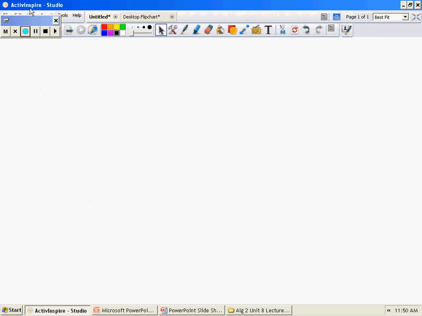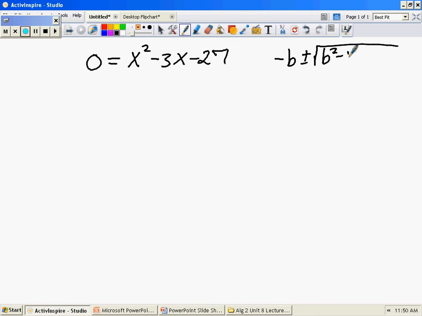So I need a new area to write with here. So what we have is 0 is equal to x squared minus 3x minus 27. And we're going to use the old quadratic formula in case you forgot what it is. I'll put it up here for you. All right, so I like to start with blanks.